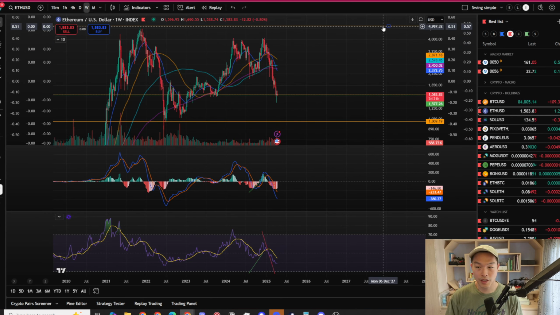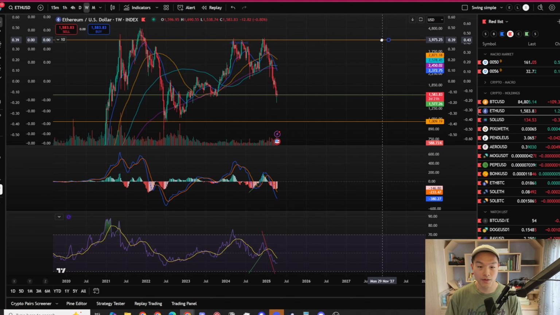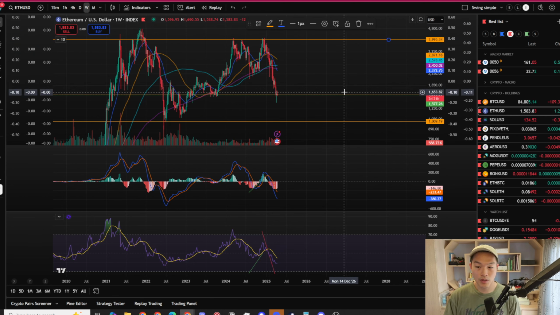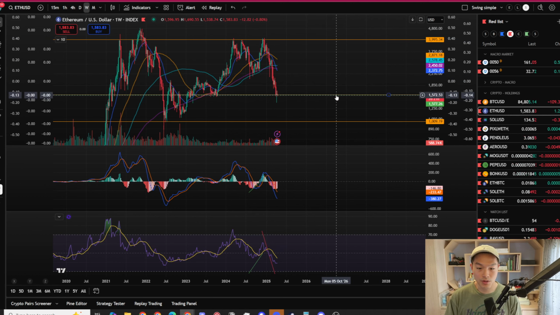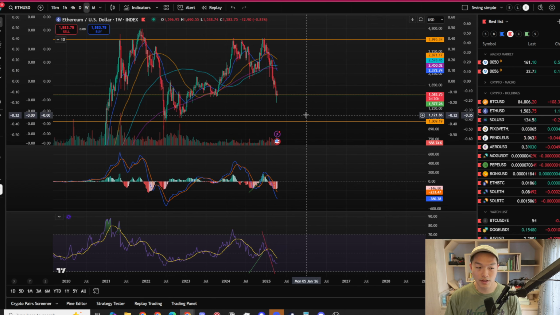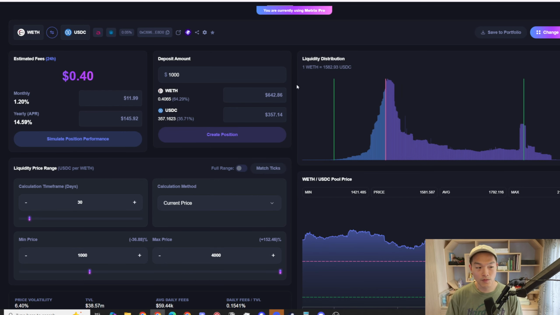So let's look at an example of an ETH to USDC liquidity pool. Let's say the green line is your entry, roughly at the current price, and the orange lines are your top and bottom range. Let's say $1,000 to $4,000. So in this case, you're going to have some Ethereum and USDC in the pool. And if we hop over to Metrics Finance Pro, let's say I deposit $10,000, you can see I have a minimum range of 1,000 to a max price of 4,000.